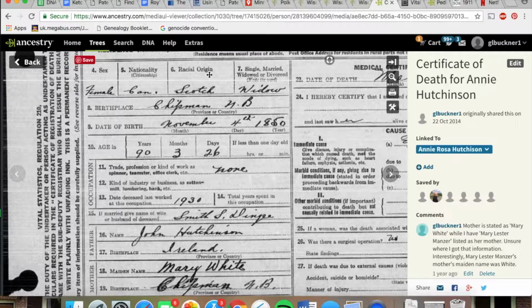So racial origin, while it seems kind of self-explanatory, can give you really cool hints like that. So make sure to pay attention to that.